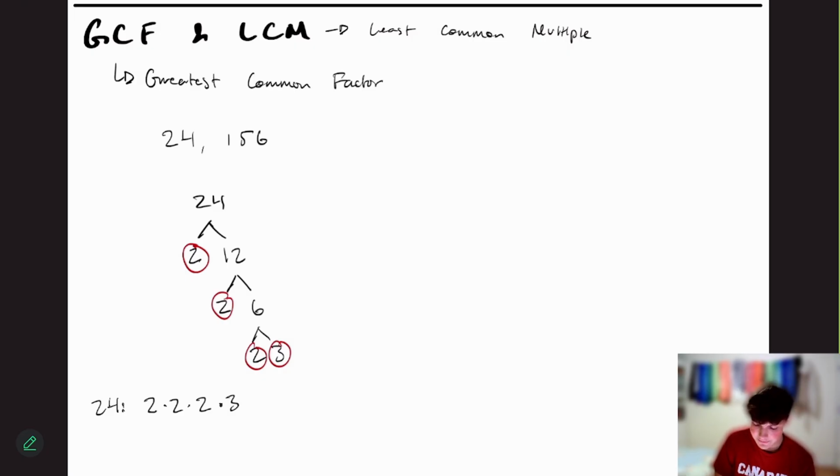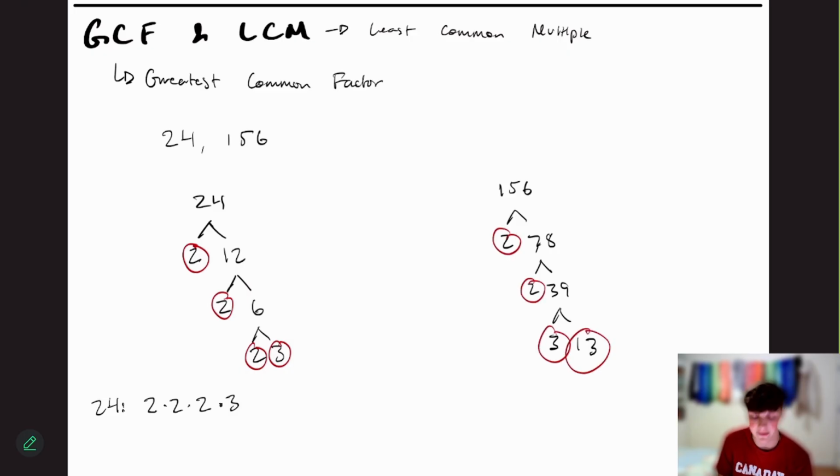So let's do that same thing with the number 156, right? The other number. You get 2 and 78. 2 is prime, so we just keep going with 78. 78 is 2 and 39, which is 3 and 13. And those are all prime numbers. Okay, so what is the prime factorization of 156? We'd say 156 is 2 times 2 times 3 times 13. And now here's the magic, right?